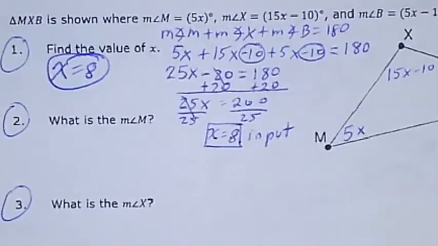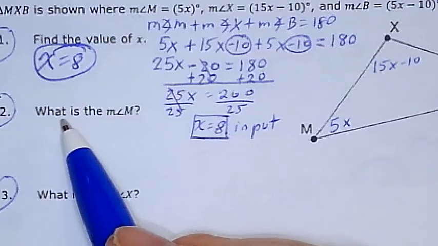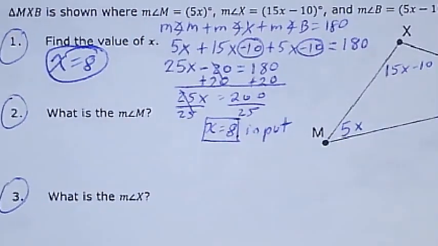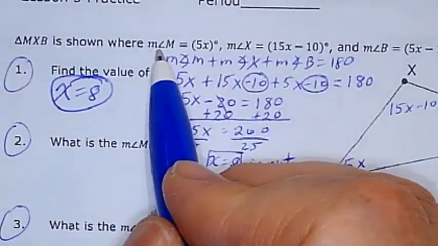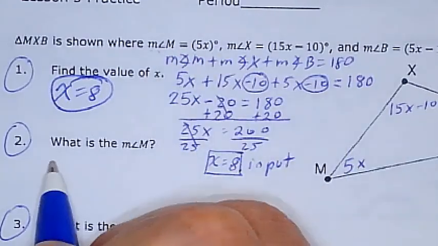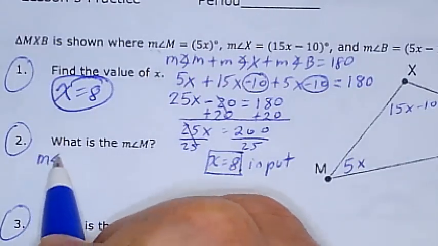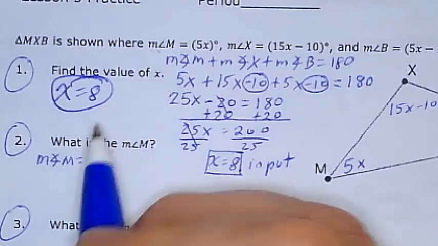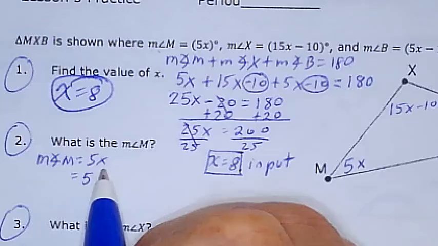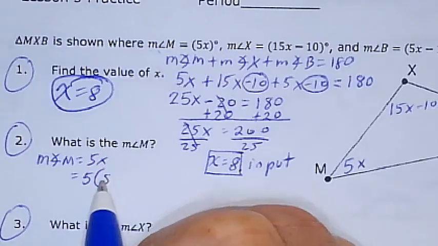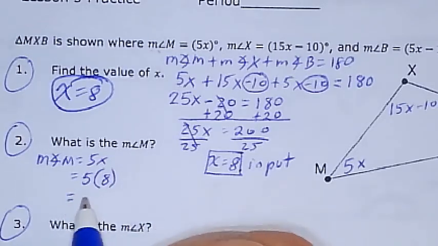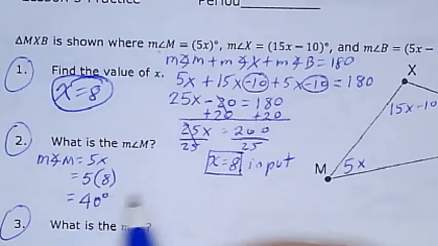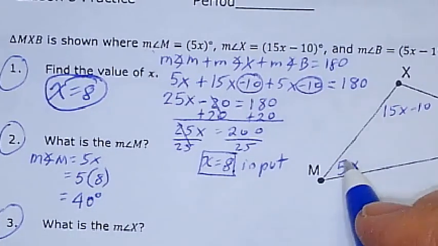And because x is an input value, they go ahead and say, what's the measure of angle M? Well, it says right here, the measure of angle M is 5x. So if the measure of angle M equals 5x, that's an input value. That means substitute. Instead of 5 times x, we put 5 times 8. And what does that give us for a final answer? 40. And that's 40 degrees. That means that this angle right here is 40 degrees.